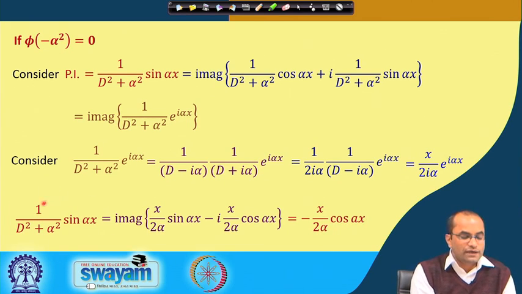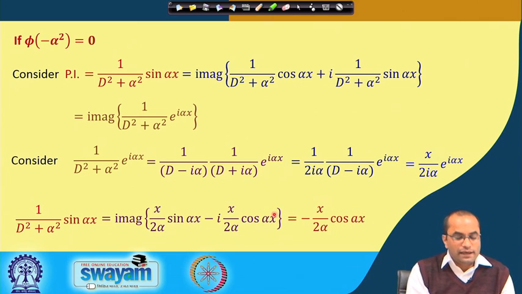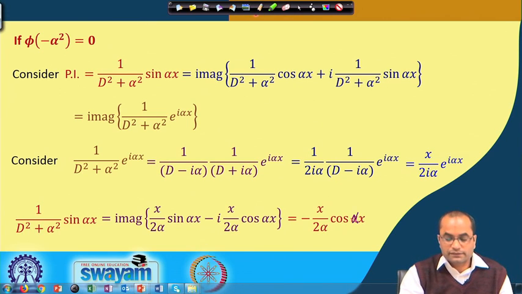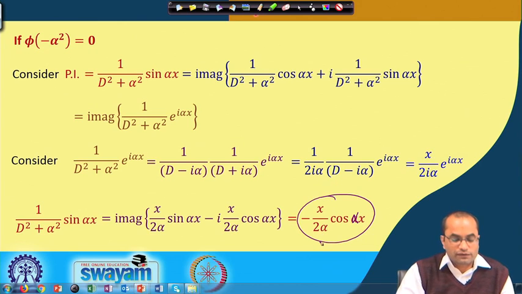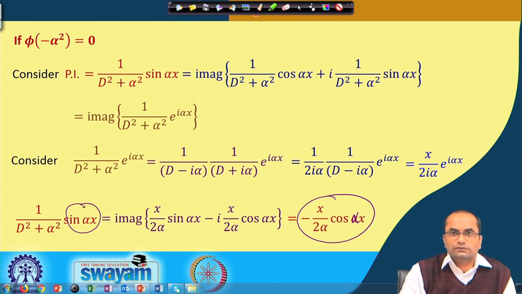So, the direct result we have is that 1 over D square plus alpha square operated on sin alpha x gives the value minus x over 2 alpha times cos alpha x. Just to remember, because 1 over D is an inverse operator, the integral of sine will be cos with the minus sign, and the x over 2 alpha factor will come.